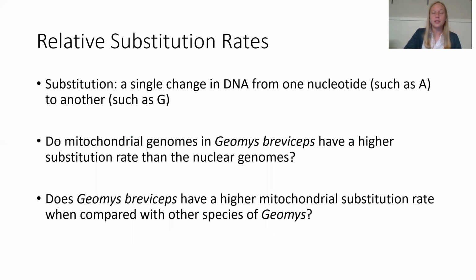And so then I wanted to look more into substitution rates as another possible explanation. And a substitution is just a single change in DNA from one nucleotide to another, so just one letter change. And there are 2 questions that I would like to investigate. The first being, do mitochondrial genomes in Geomys breviceps have a higher substitution rate when compared with nuclear genomes of Geomys breviceps? And the second is, does Geomys breviceps have a higher mitochondrial substitution rate when compared with other species of Geomys? Because we don't see this pattern in any other species of Geomys.